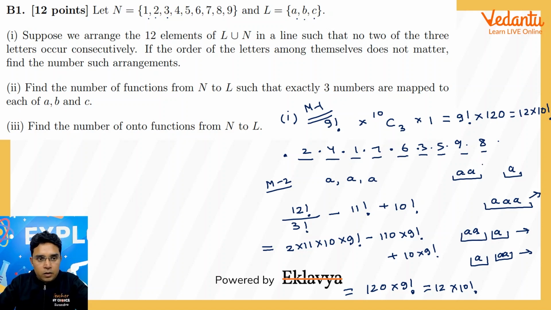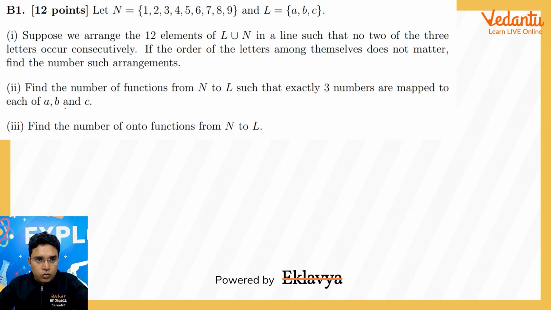Okay. Now coming to next question, number 2. Find the number of functions from N to L such that exactly 3 numbers are mapped to each of A, B, and C. That means A should be connected with 3 elements, maybe 1, 2, 3. B should be connected to 3 elements, maybe 4, 5, 6. And C should also be connected to 3 elements like 7, 8, 9. But that was just one example. In how many ways we can do it, please understand.